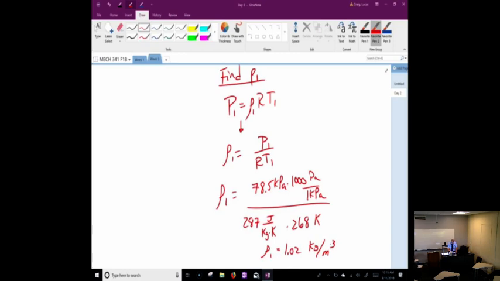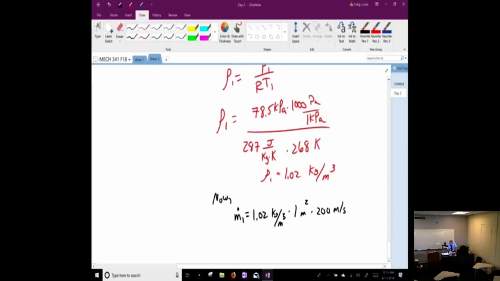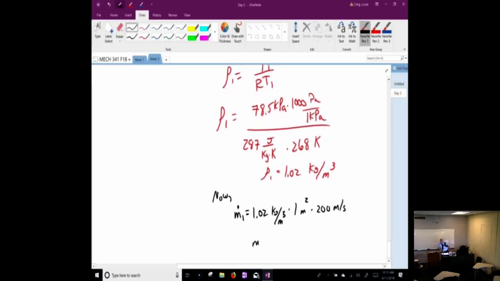Okay, now we can find m dot. 1.02 kilograms per meter cubed times 1 meter squared times 200. We get 204 kilograms per second.